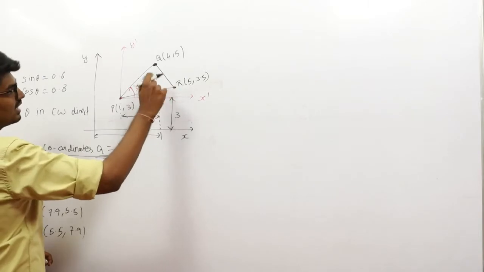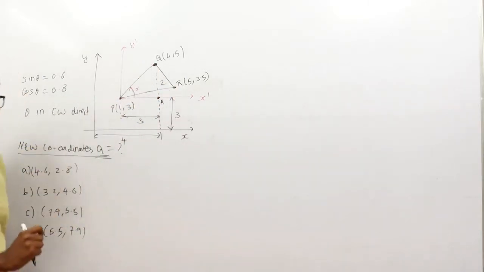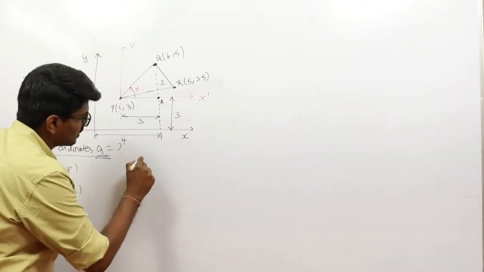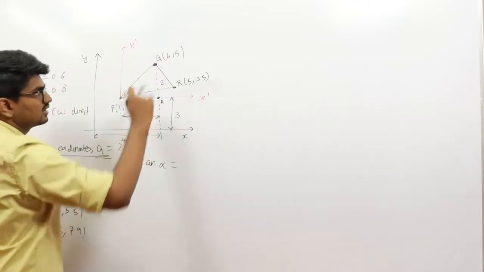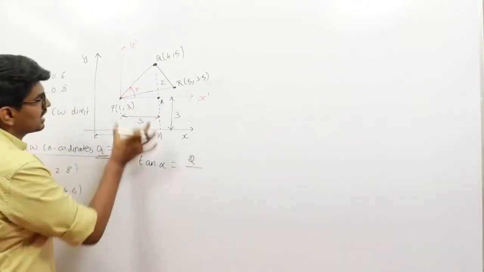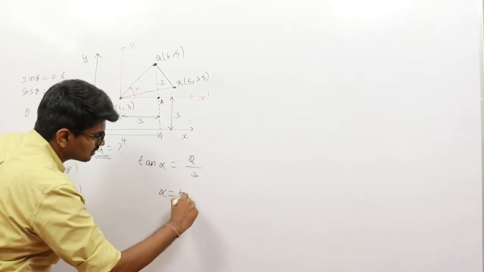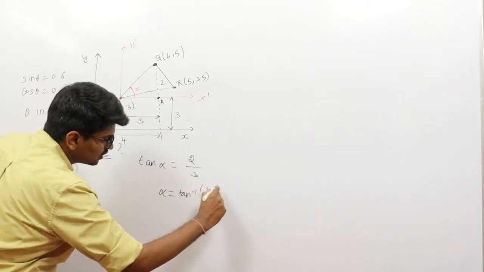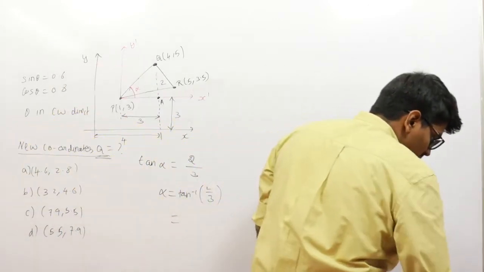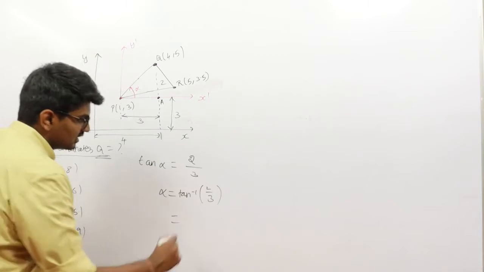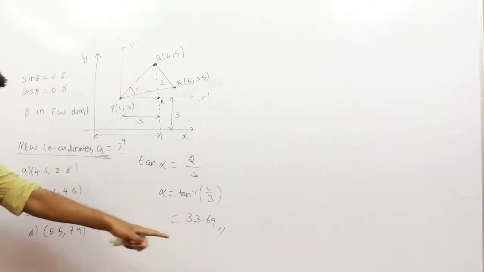So now apply tan alpha for this triangle. What triangle? AQP. For the triangle AQP, tan alpha will be equal to opposite by adjacent. Opposite is QA, which is 2, by adjacent is PA, which is 3. So alpha is equal to tan inverse of 2 by 3, which is, let me check the answer, 33.69. Now alpha is 33.69.